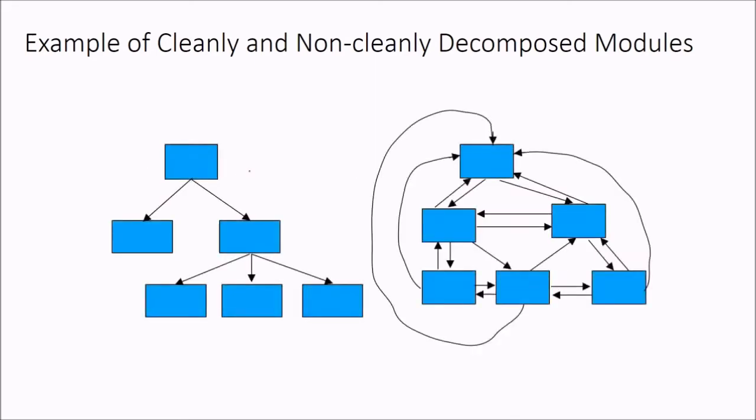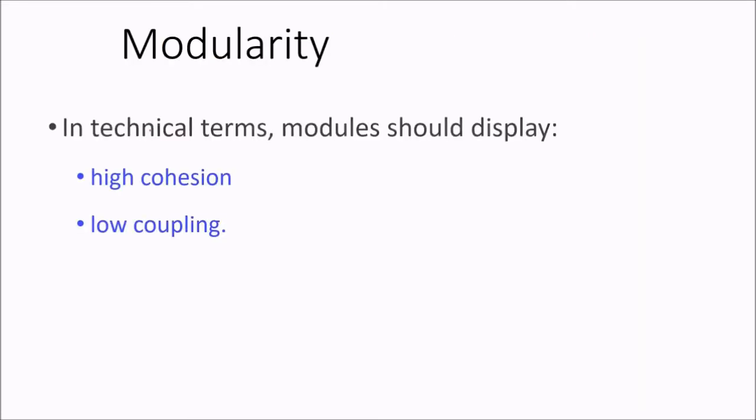Then what about cleanly or non-cleanly decomposed modules? How can you signify that this is a cleanly decomposed module or this is not? So these are clean modules, decomposed. See, one module will decompose into two parts, these are three parts. So it is so clean, you can observe it in a clean manner. What about this? So clumsy, so unorganized, non-cleanly decomposed modules. So in technical terms, modules should have high cohesion and low coupling.